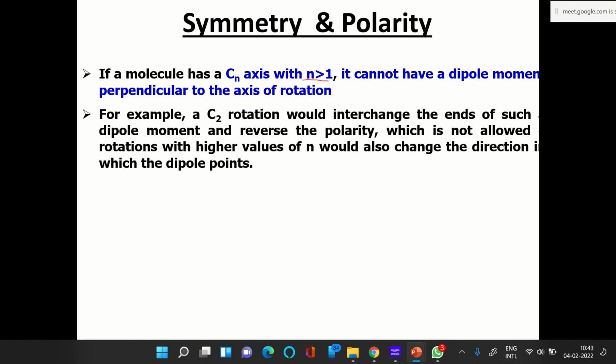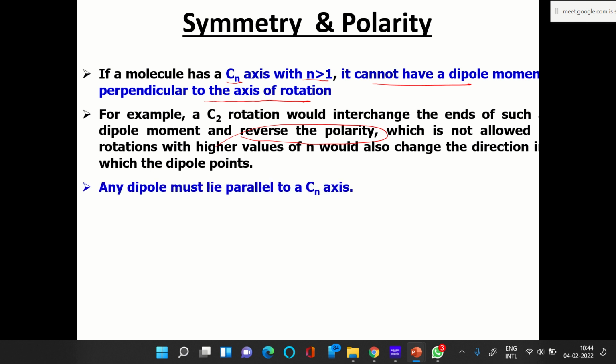So any symmetry operation should not change the physical values, physical parameters. That's why if you have a Cn axis, the dipole moment cannot be located perpendicular to the axis of rotation. A C2 rotation would interchange the ends of the dipole and reverse the polarity, which is not allowed in a symmetry operation. So you cannot have a dipole in the perpendicular plane.